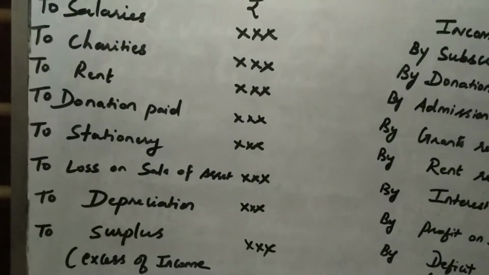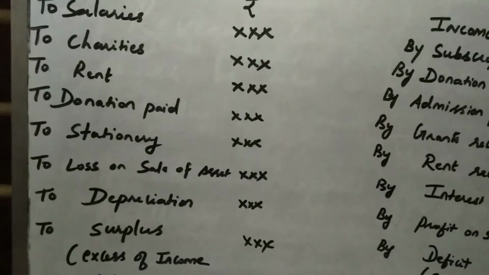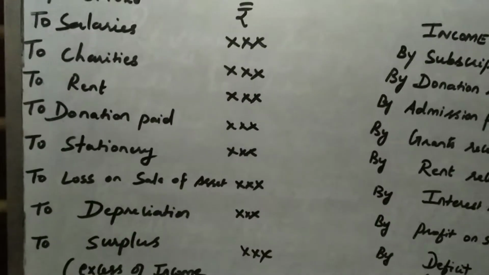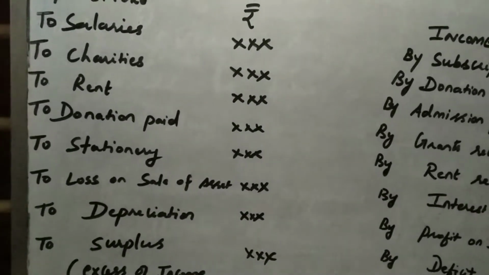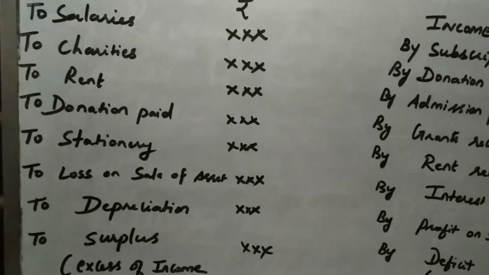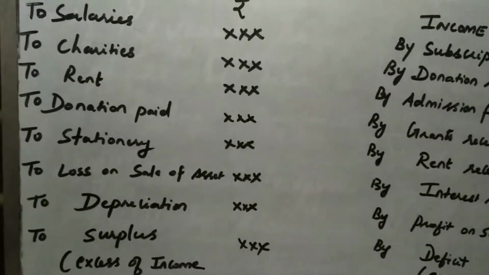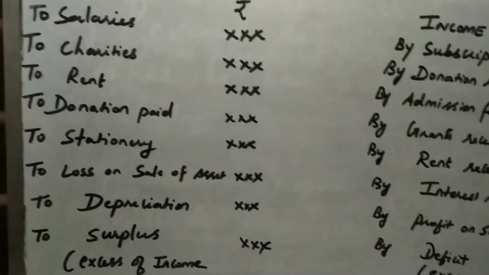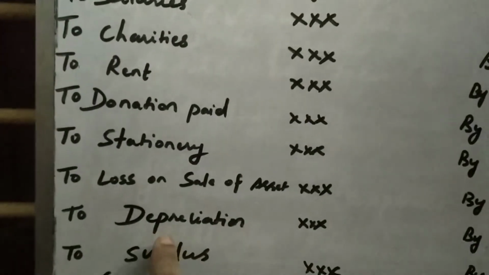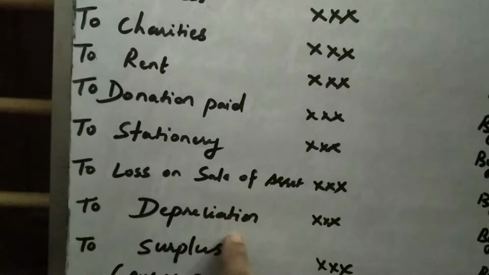Then stationery. Loss on sale of asset. When an asset is being sold, the loss on sale will be shown on the expenditure side. Then depreciation, this is a non-cash item. In the preparation of receipts and payments account, we excluded this item, whereas for the preparation of income and expenditure account, we will include depreciation.